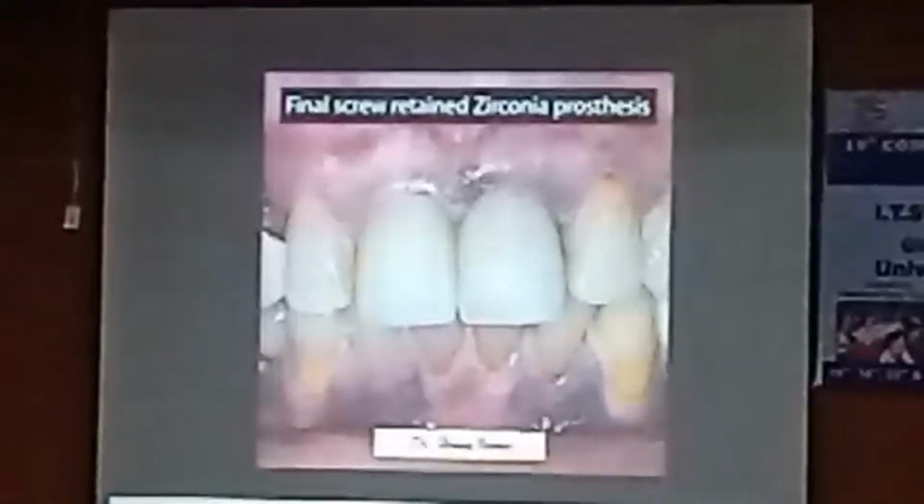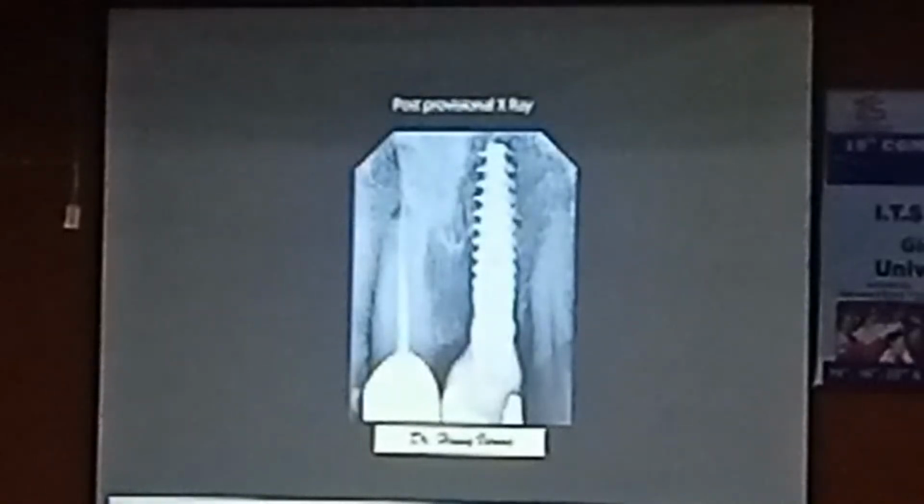We got a screw retained zirconia for this patient. Final prosthesis. So the provisional and the final almost look the same. Right? Now the question comes, what if we would have done a GBR in this patient?